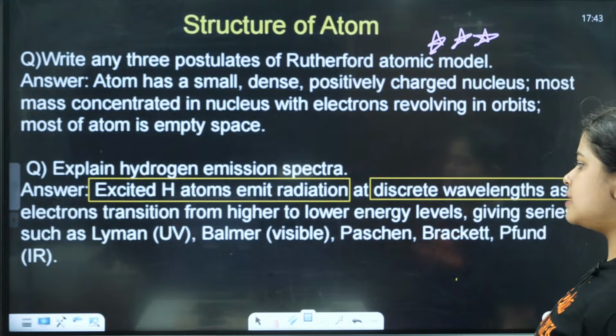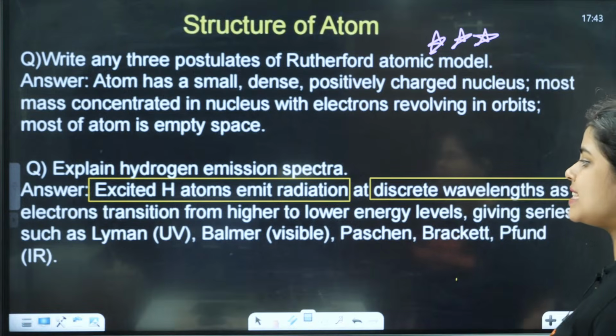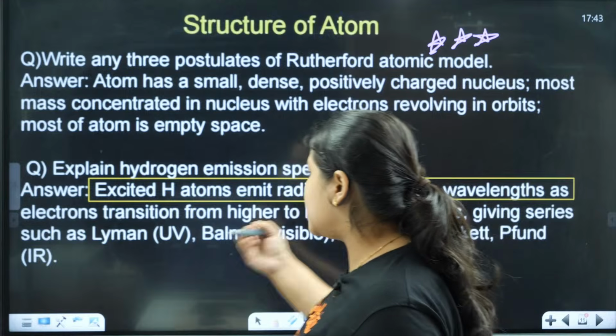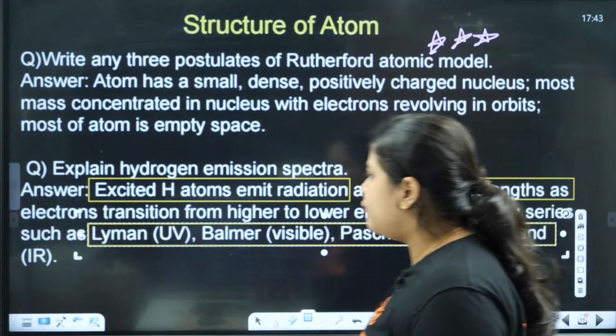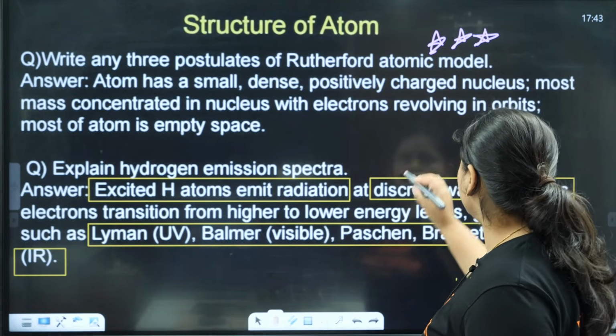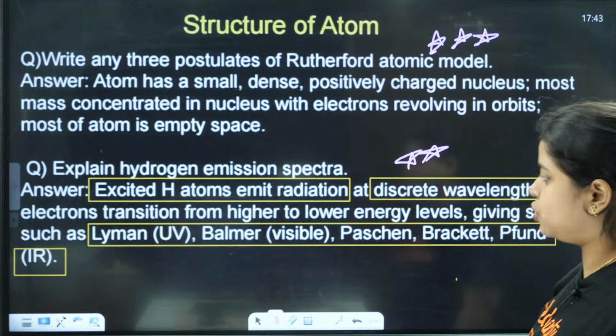The electron transition from the higher to the lower energy level gives series such as Lyman, Balmer, Paschen, Brackett, and Pfund, and these are the energy levels which are going to be formed. And this is a very, very important question, guys. This is also a most asked question. Make sure to practice this question properly, everyone.